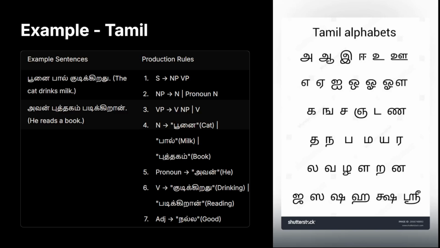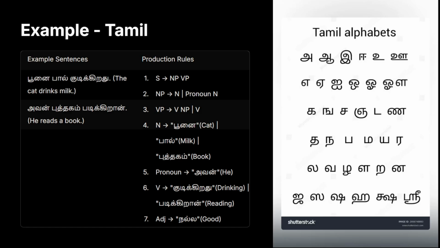As you can see, there are two sentences on the left side. பூனை பால் குடிக்கிறது. The cat drinks milk. அவன் புத்தகம் படிக்கிறான். He reads a book. So I have given the words and the meaning of the words on the side. You can see that. So the first production rule is sentence, noun phrase, verb phrase.